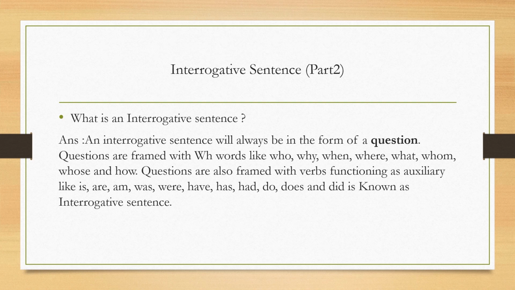Now going into the depth with an example, we need to understand first what is an interrogative sentence. An interrogative sentence will be always in the form of a question. Questions that are framed with WH words like who, why, when, where, what, whom, whose, etc. And questions are also framed with the verbs functioning as auxiliary like are, am, was, were, have, has, had, do, does, and did. So in simple words, an interrogative sentence will be always in the form of a question. That is known as an interrogative sentence.